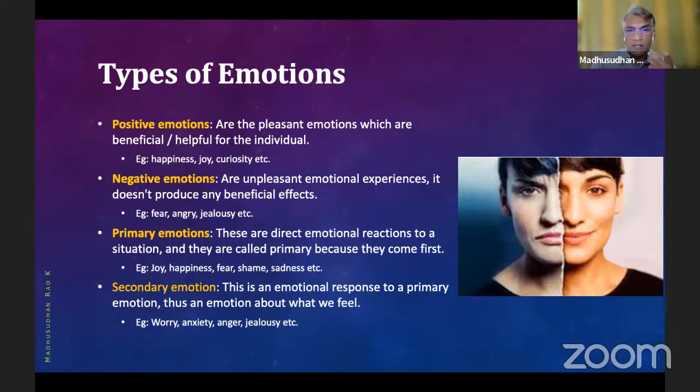Primary emotions are direct emotions, reactions to situations, and they are called primary because they come first: happiness, fear, shame, sadness, etc. Secondary emotions are responses to the primary: worry, anxiety, anger, jealousy. Have you heard of somebody with anxiety being happy? Never. Worry, never. So negative emotions will produce negative stress hormones in your body, which negatively affects the heart, hair, everything.